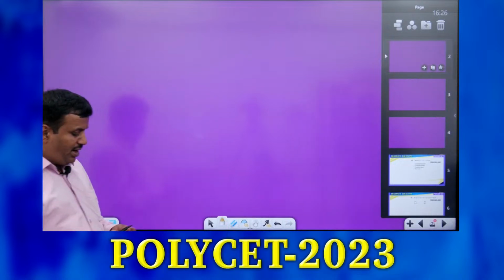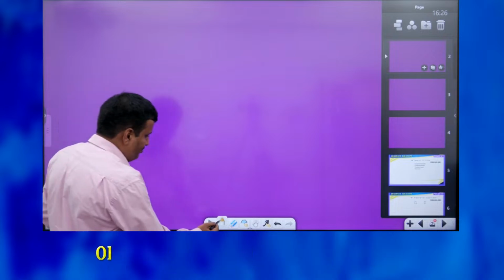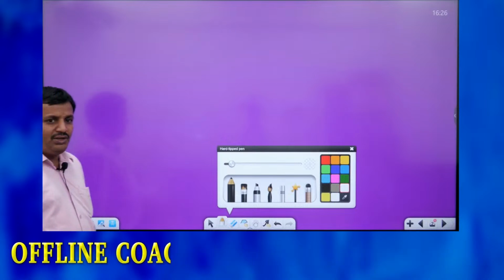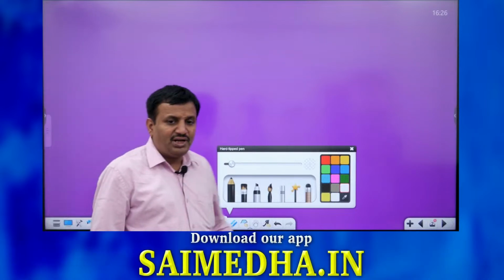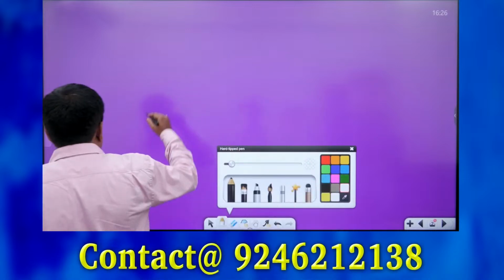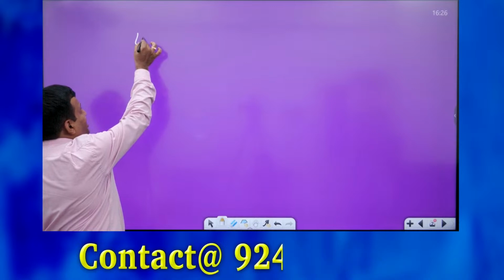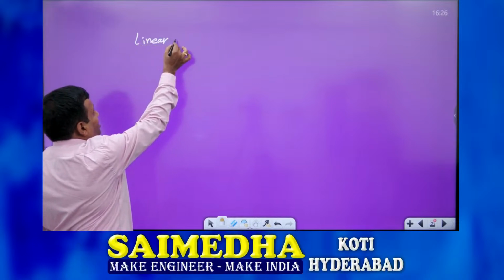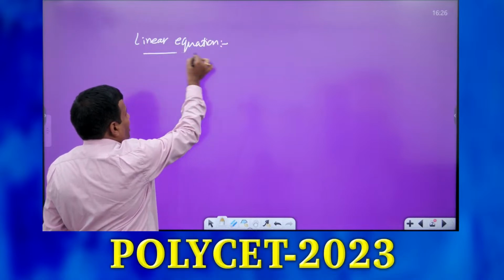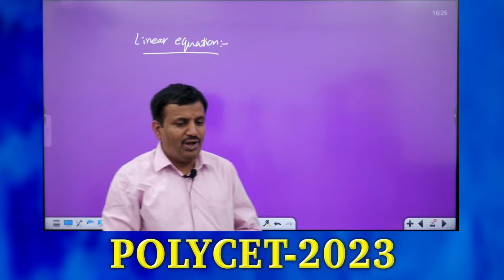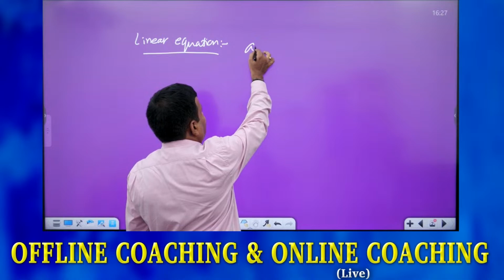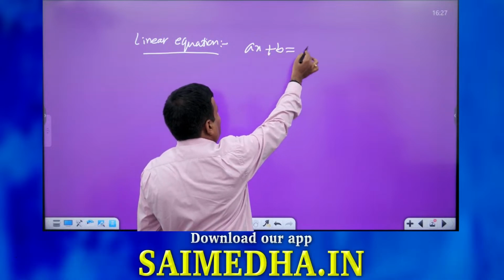What is the quadratic equation here? What is the definition of the quadratic equations? Equation means which contains at least one variable. First, what is a linear equation? An equation whose degree is 1 is called a linear equation. We can write it as ax plus b is equal to 0.